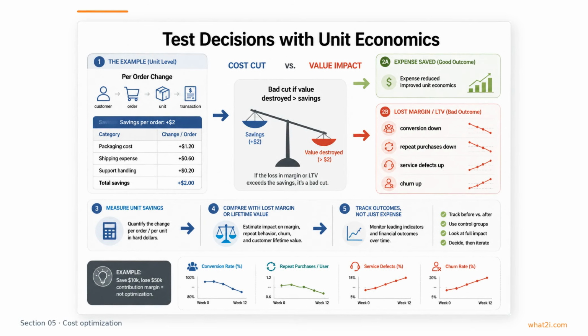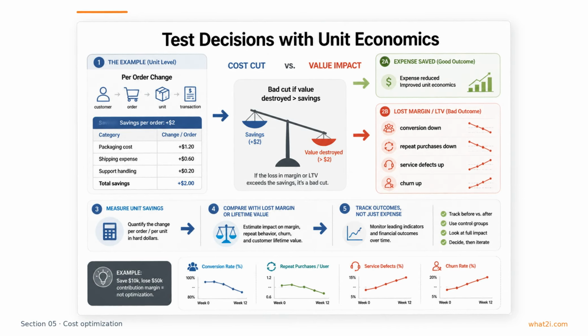Unit economics is often the right testing ground for cost decisions. Instead of looking only at total spending, measure what changes at the level of the customer, order, unit, or transaction. A cut that saves $2 per order may look appealing until it causes $5 of lost margin through lower conversion or weaker retention. In subscription or repeat purchase businesses, lost lifetime value can easily outweigh the visible savings. That is why outcomes matter more than headline expense reduction. A cut is bad economics if it destroys more value than it saves.